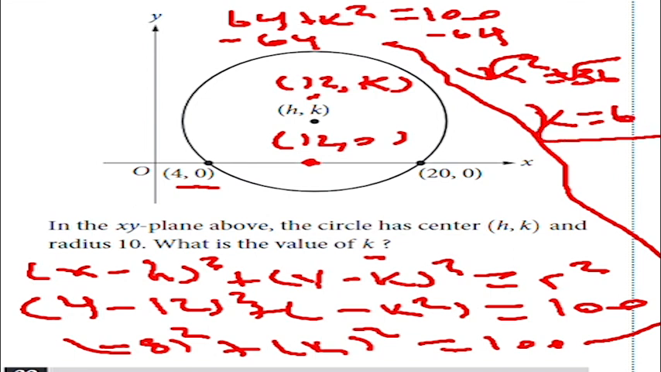It can obviously be negative, but because you can see that we're in the first quadrant and we're going upwards, that means that our answer is going to be 6 and not negative 6.